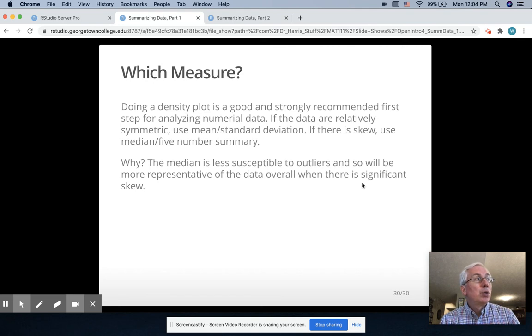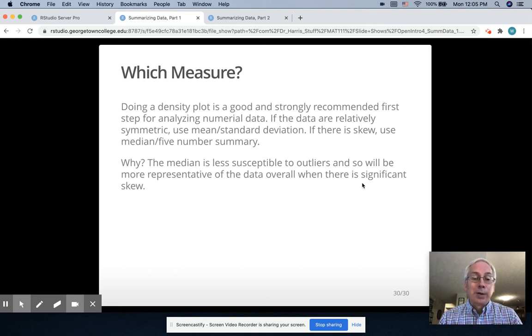So which should we use? Should we use mean and standard deviation, or should we use the five-number summary to report back as a numerical measure for a numerical variable? And the answer is that it depends. If the data is skewed or has a lot of outliers, we tend to think that the five-number summary is going to be better. But if our data set is relatively symmetric, then we're going to use the mean and standard deviation. So the bottom line is we want to look at the data first.